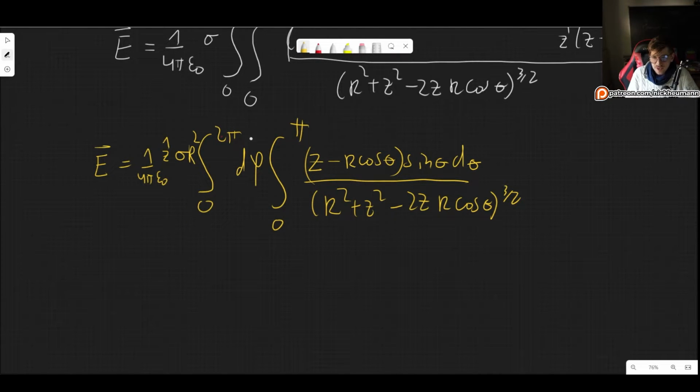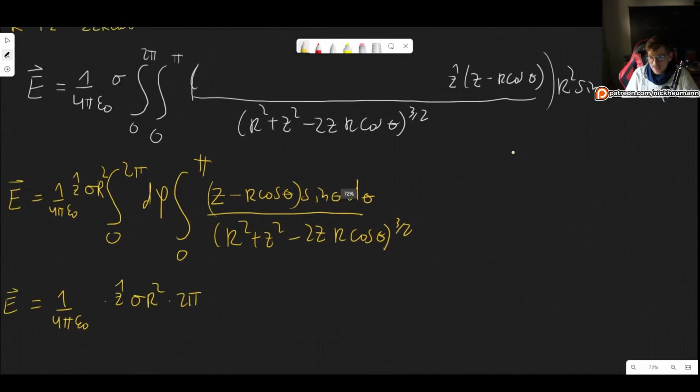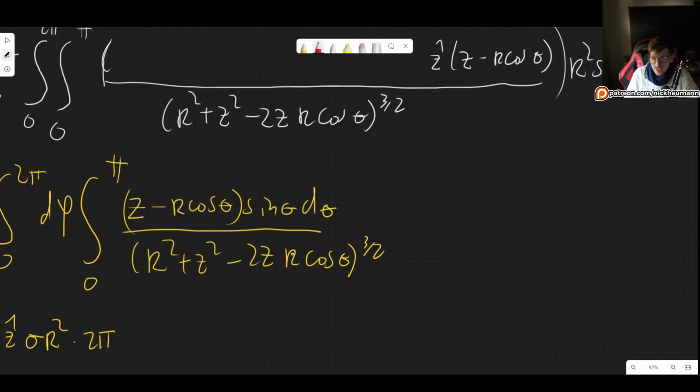Now the first one is of course trivial, that's simply 0 to 2 pi. That's nothing particularly interesting. This is 1 over 4 pi epsilon 0 times, in the z hat direction, sigma r squared times 2 pi. And now comes this integral. So what do we do with this integral? Notice that we have cosine down here, and we have cosine up there.